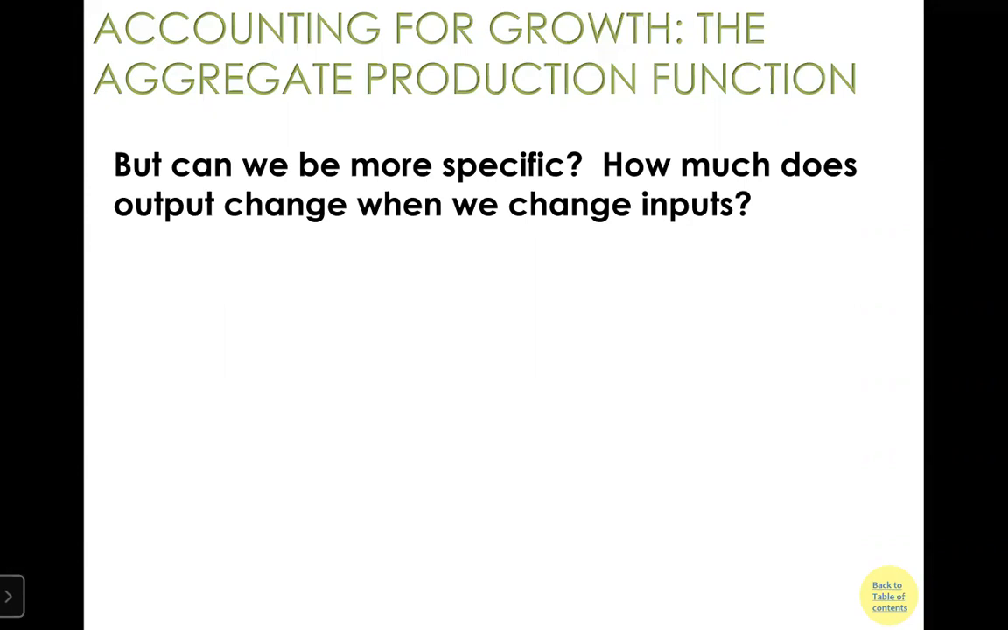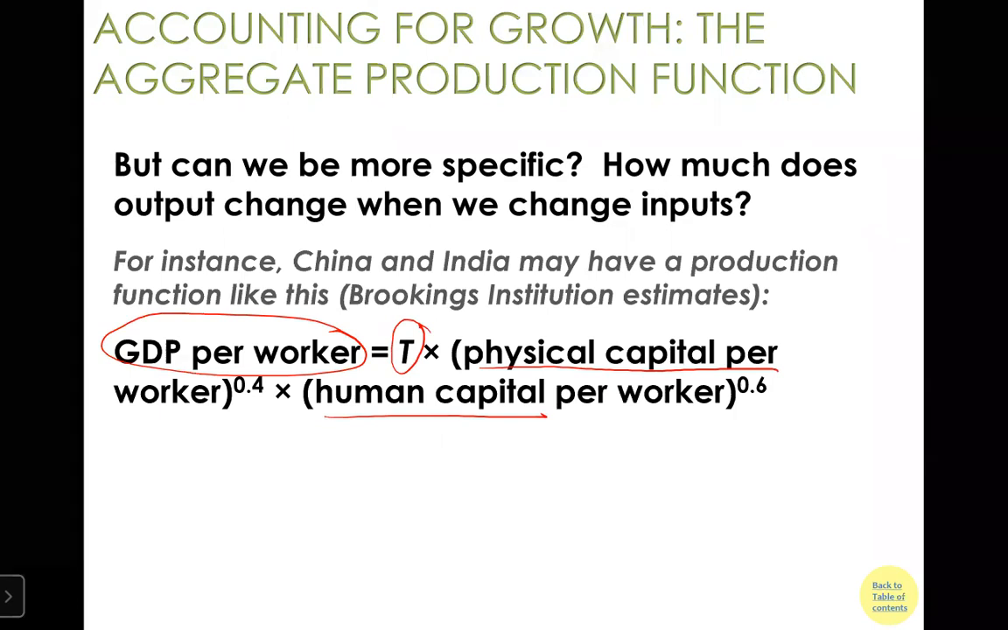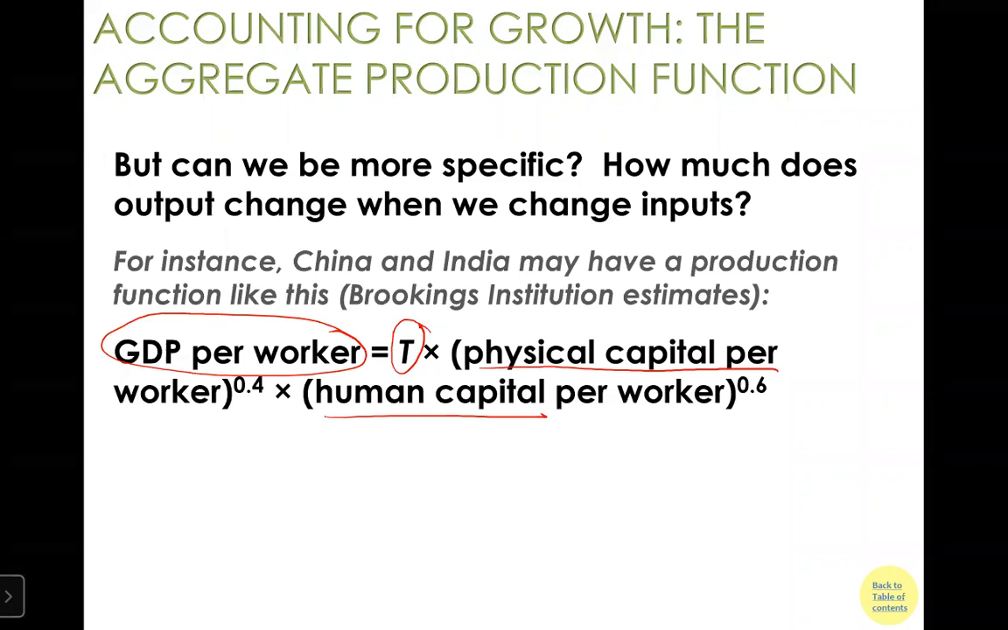Okay, so now we want to specify how those things are related. Essentially, how GDP per worker explicitly depends on physical capital, human capital, and technology. T here stands for technology. This is a typical functional form that economists find captures reality well.